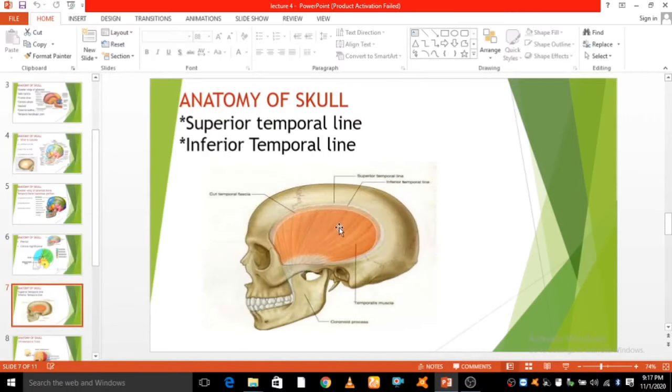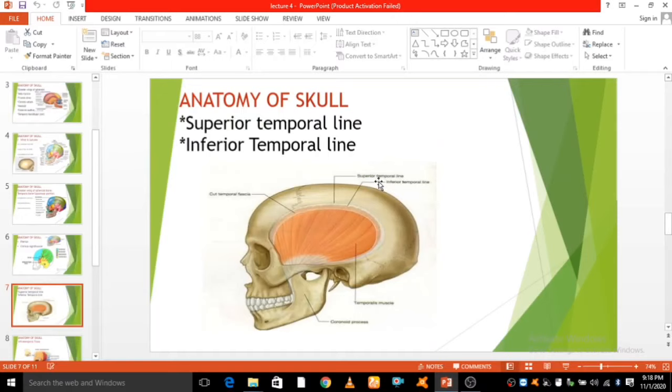Superior temporal line. Look at this line. This one is the superior temporal line and this one is the inferior temporal line. The superior and inferior temporal lines arch across the skull from the zygomatic process of the frontal bone to the supramastoid crest of the temporal bone. The superior temporal line gives attachment to the temporal fascia, while the inferior temporal line provides attachment for temporalis.